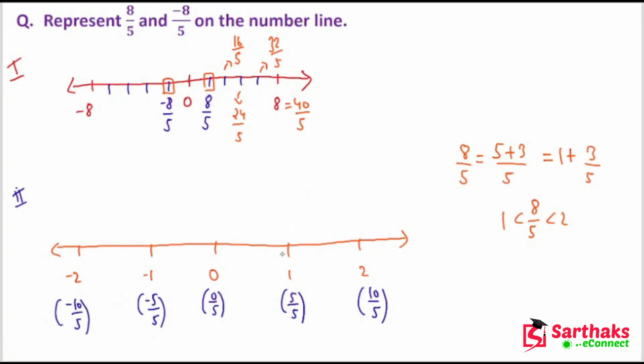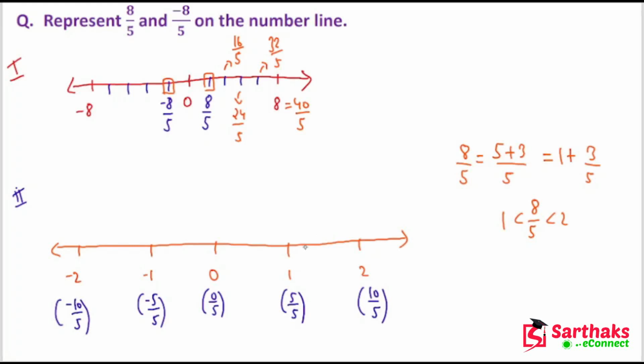Now we've already approximated that the number is between 1 and 2, and you can clearly see it. Now that you have leveled the ground, you have made all the denominators the same. You just have to follow the counting. Between 5 and 10, what is there? 6, 7, 8, 9.